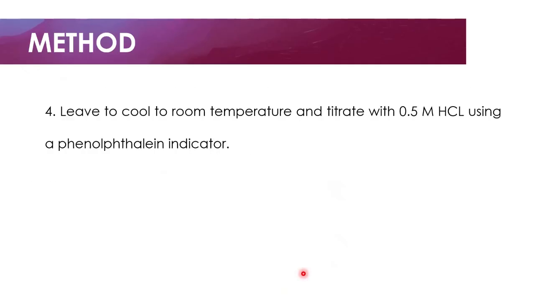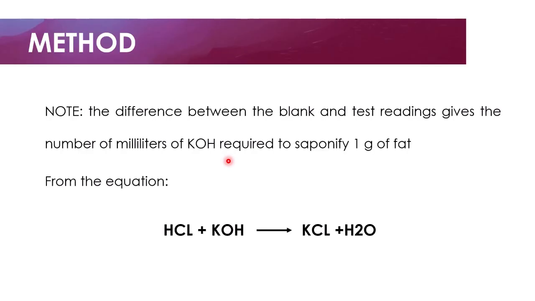Leave to cool to room temperature and titrate with 0.5 molar HCl using a phenolphthalein indicator. What we have to note is that the difference between the blank and test readings gives the number of mils of potassium hydroxide required to saponify a gram of fat. And from this equation, we have HCl reacting with potassium hydroxide to give us potassium chloride and a water molecule.